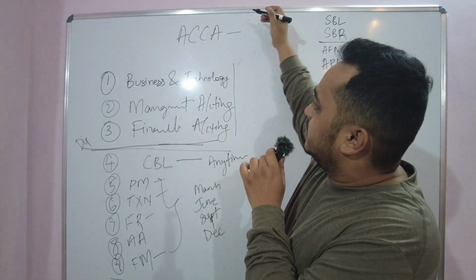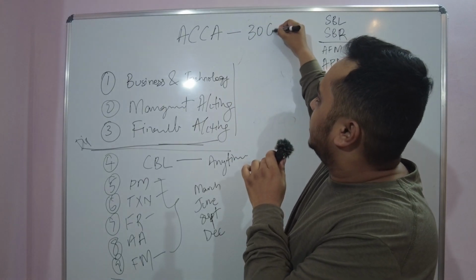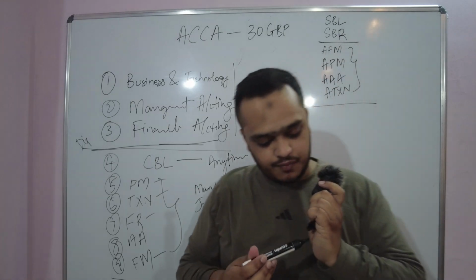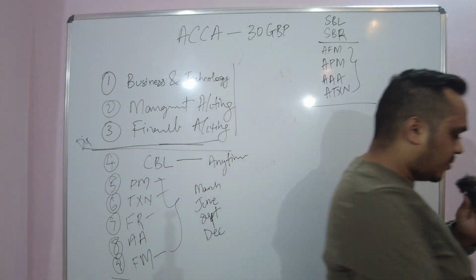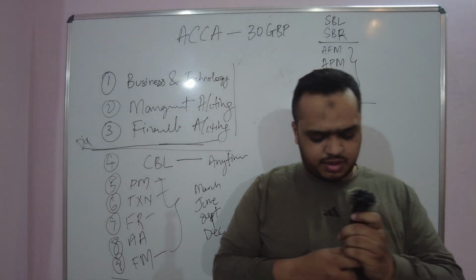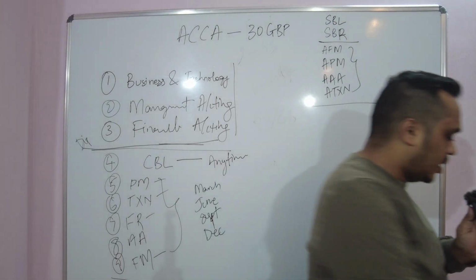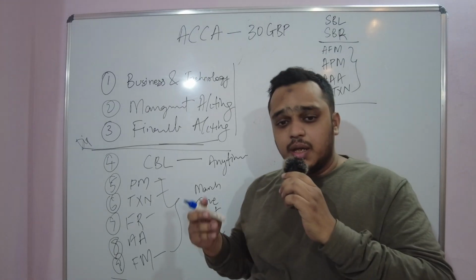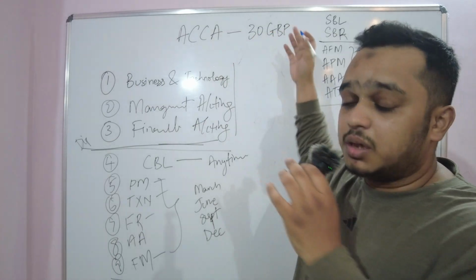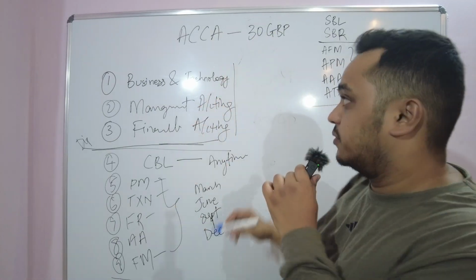For starting with ACCA, you have to pay 30 GBP as registration, which is somewhere around 3000 Indian rupees. Now see here, it depends on the exchange rate. Let's just take 100 as the exchange rate, 30 into 100, 3000 is the registration fee.